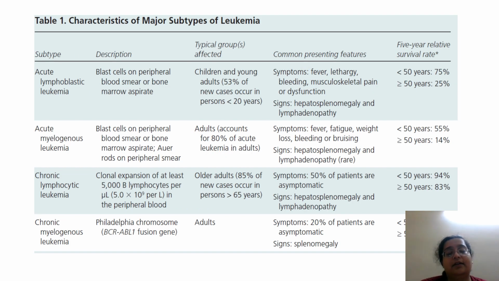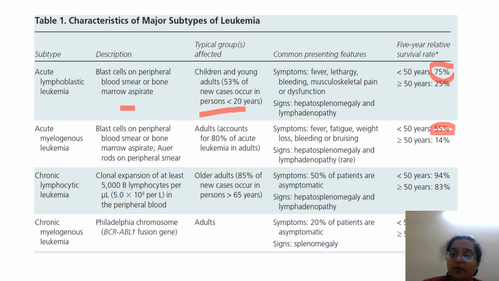If it's ALL, you see lymphoid blasts, common in children. You will get fever, lethargy, bleeding, musculoskeletal pain, hepatosplenomegaly, and lymphadenopathy. The younger the patient, the better the survival. In AML, you'll see blasts with Auer rods and granules. You can get bleeding. AML morphologically has 7 types, and each type has a specific presentation, which I'll take up as I go ahead in the lectures. Again, the younger the person, the better the survival.